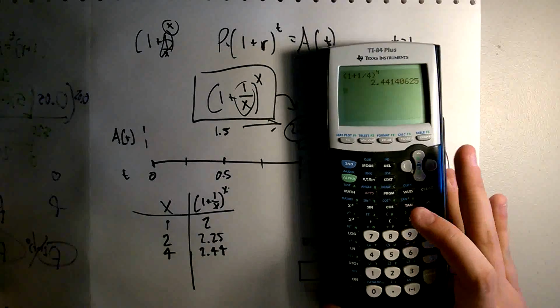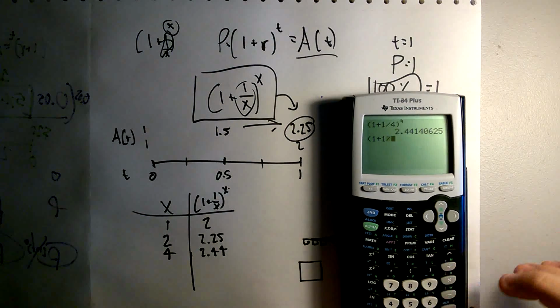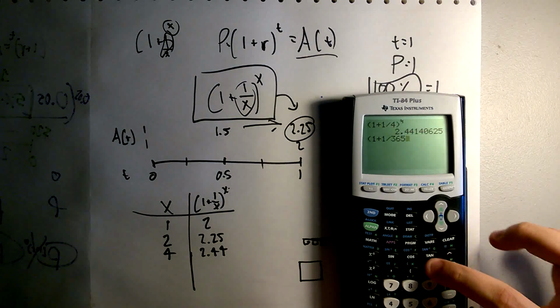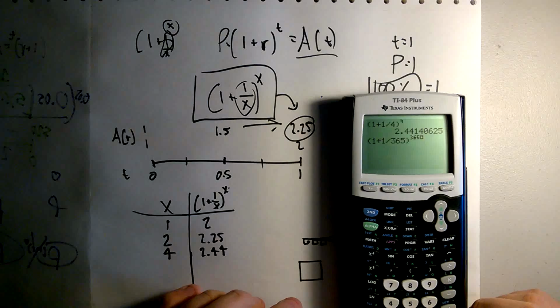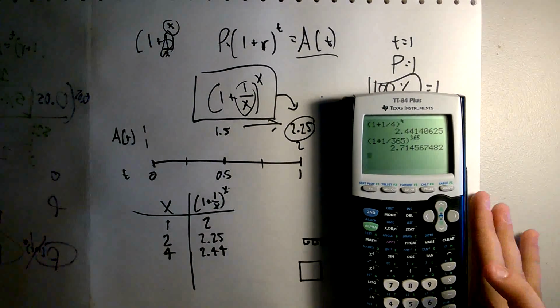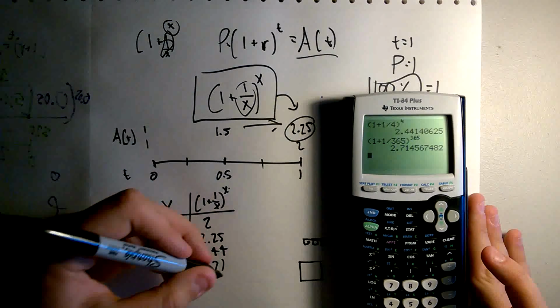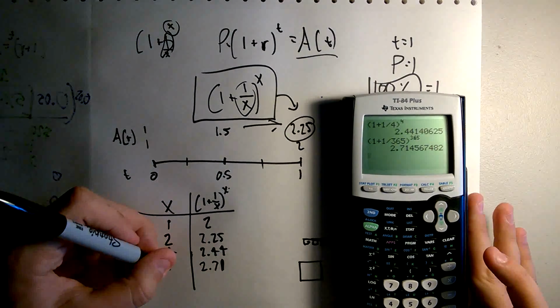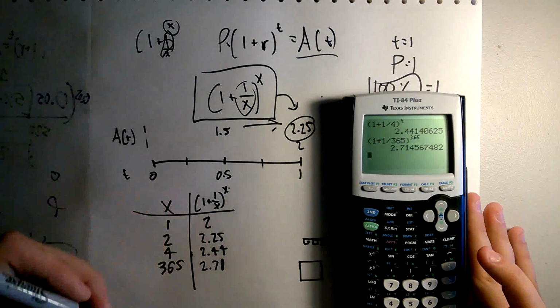Let's do it every day, all right? So that's 1, split 100% among 365 days, we're assuming a normal year. And then you multiply it 365 times, because that's how many times you're calculating it. And so we get this number, 2.71. That number sounds familiar, but whatever. I'll just write it down.